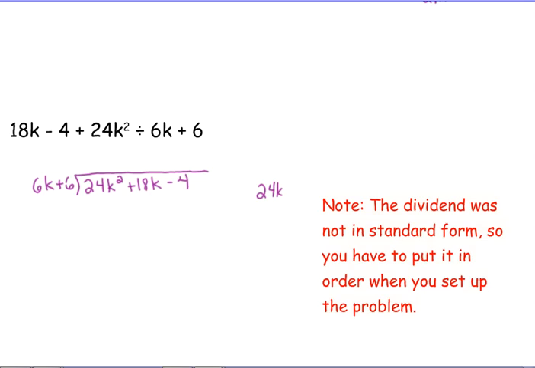So 24k squared divided by 6k is 4k. Multiply the 4k times the 6k plus 6. So that's 24k squared plus 24k. Change the signs and add. First term cancels. 18k plus negative 24k is negative 6k. Bring down the negative 4.